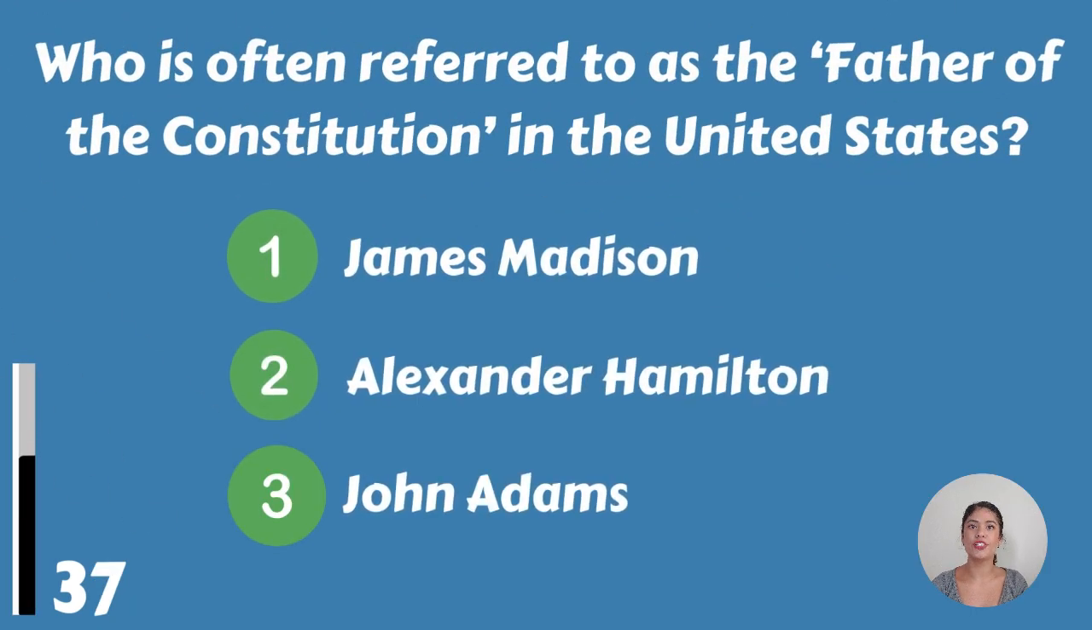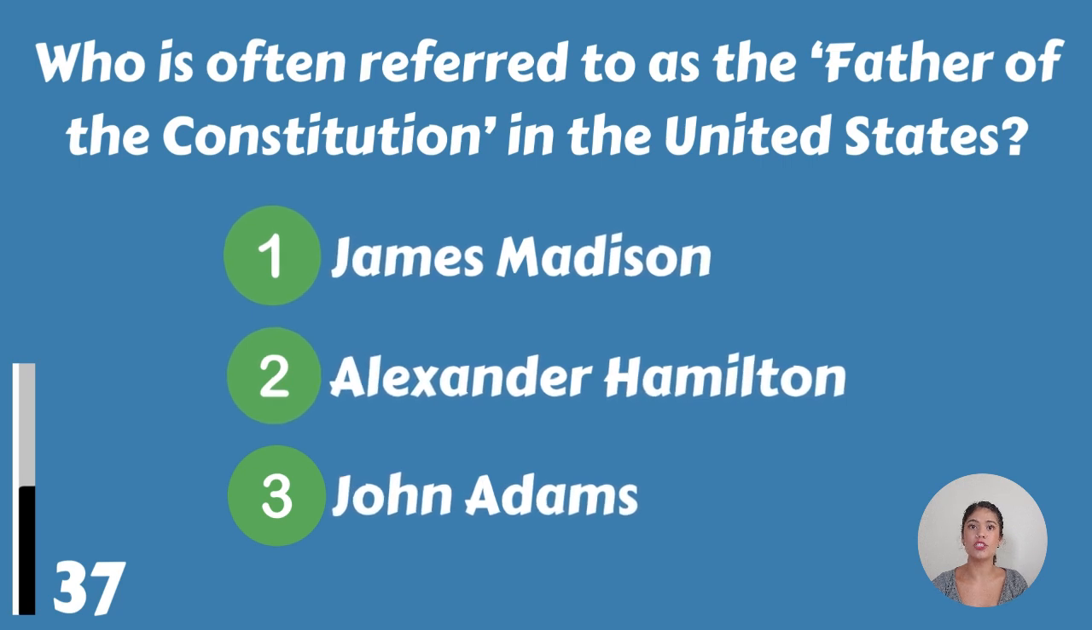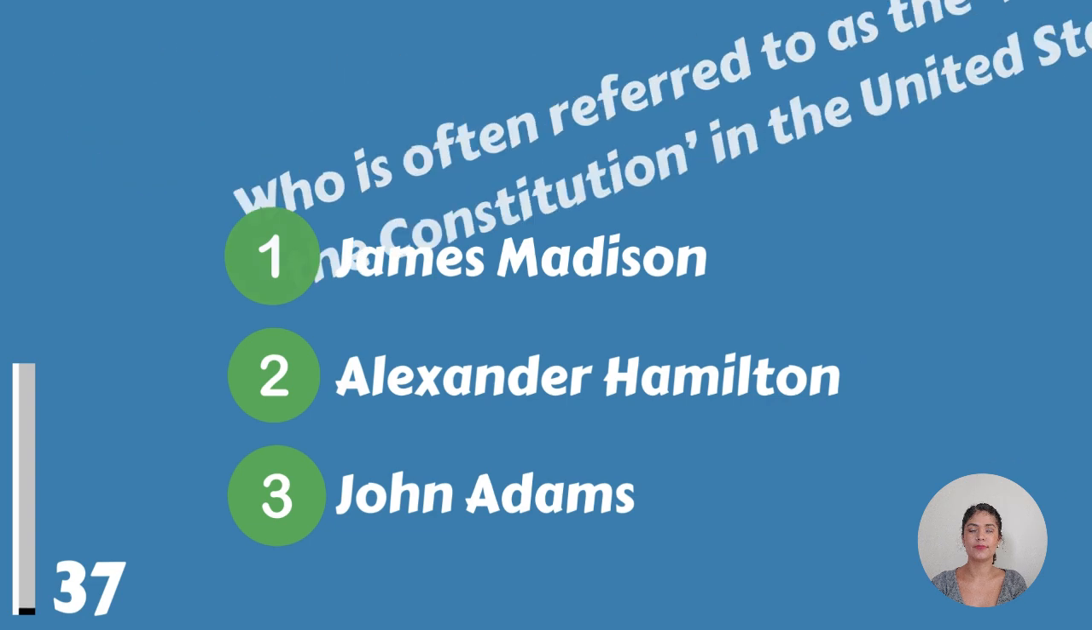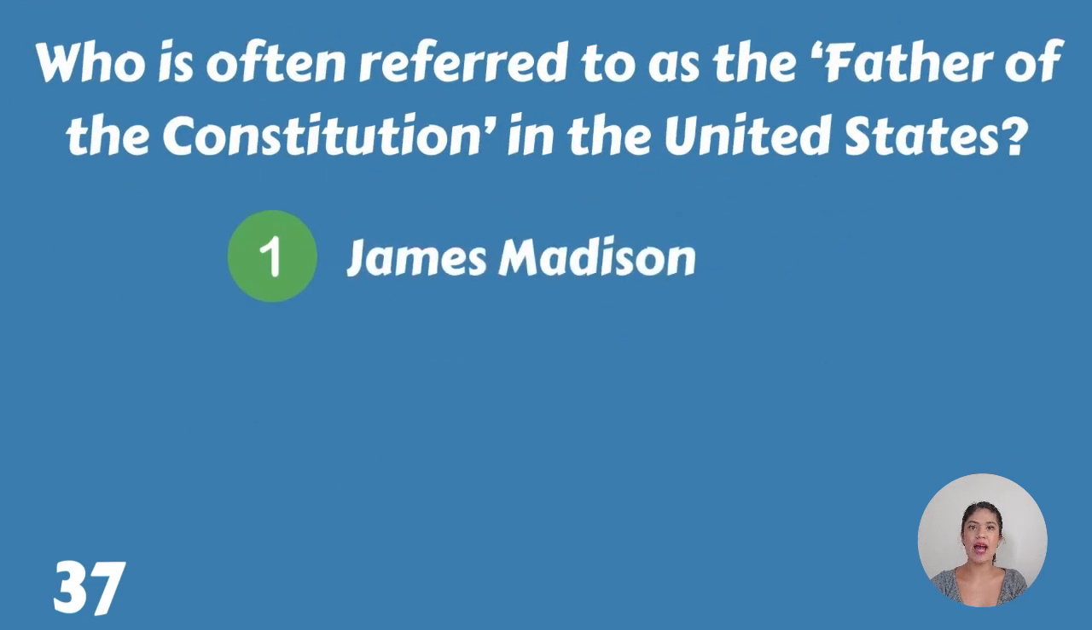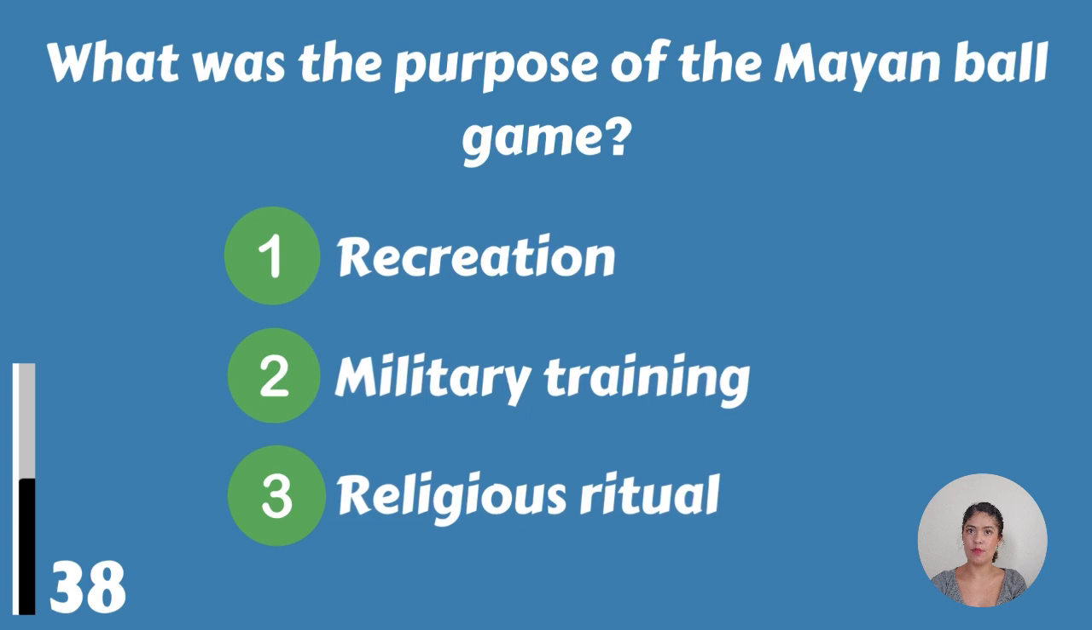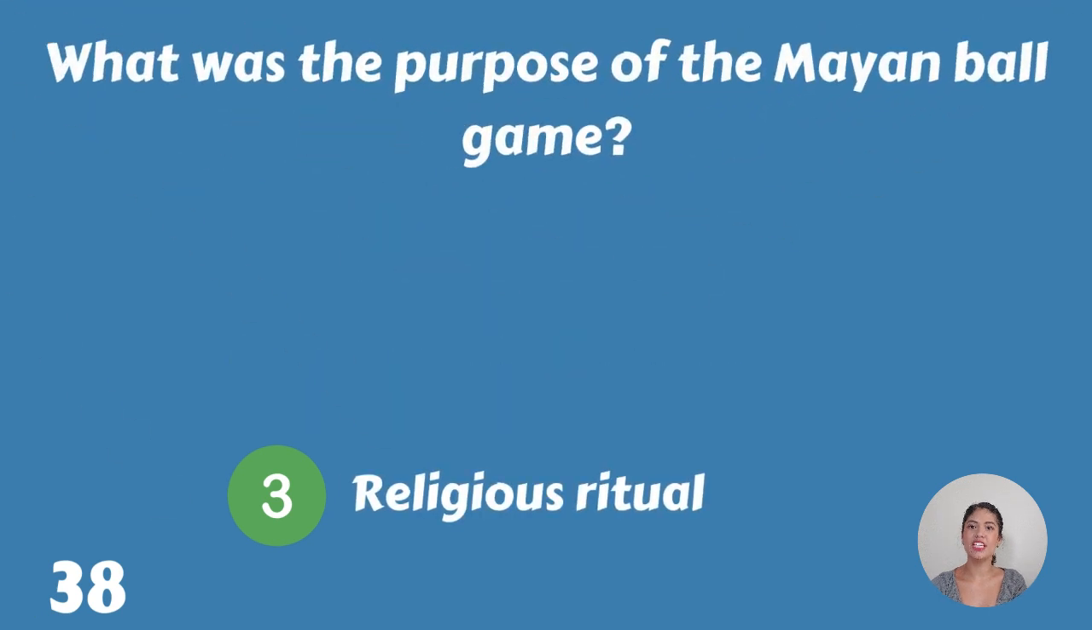Who is often referred to as the father of the Constitution in the United States? James Madison, Alexander Hamilton, or John Adams? James Madison. What was the purpose of the Mayan ball game? Recreation, military training, religious ritual. Religious ritual.